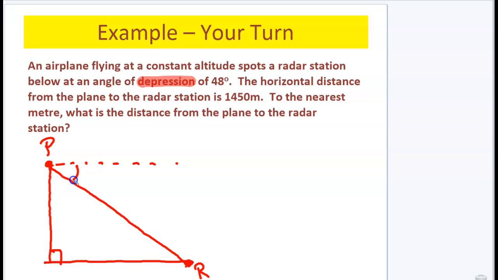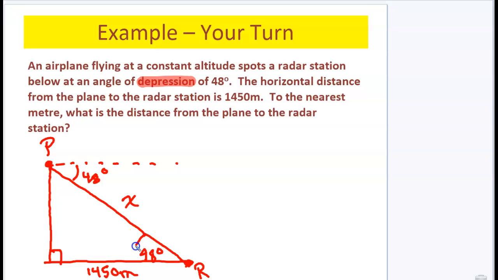this angle right here from the horizontal to the line of sight is going to be 48 degrees. Which, if we know anything about parallel lines, would make the angle of incline from the radar station up to the plane also 48 degrees. It tells us the horizontal distance from the plane to the radar station is 1,450 meters. And we are looking for the distance the plane is from the radar station, so we're looking for the side length x.